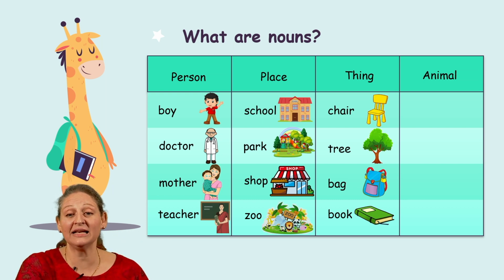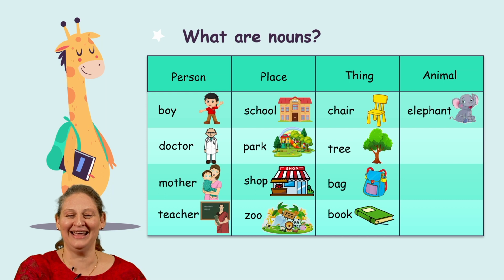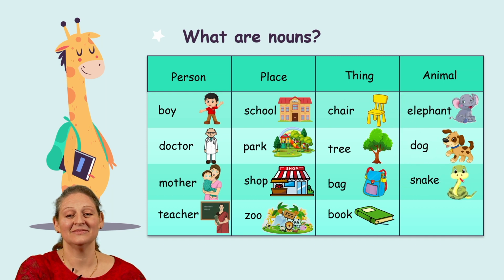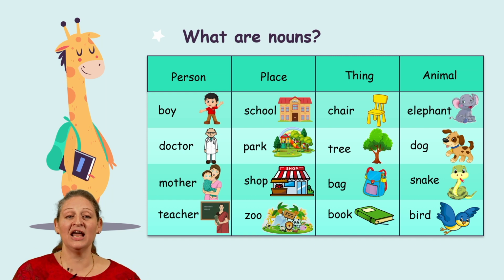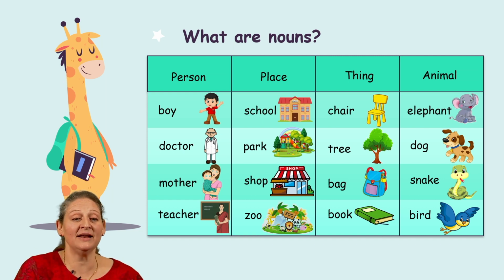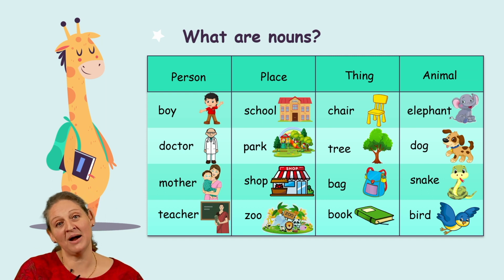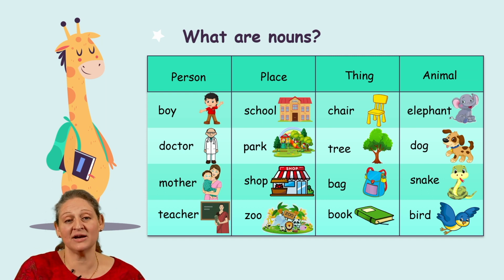Okay, we've looked at three. Let's look at animal. Can you think of some animal names? Yes, elephant, dog, good, snake. Oh, and bird. Those are all animals. Very good. Let's look at these again. What are examples of person? Boy, doctor, mother, teacher. They are person. How about places? School, park, shop, zoo. Can you think of any others? Tell me.